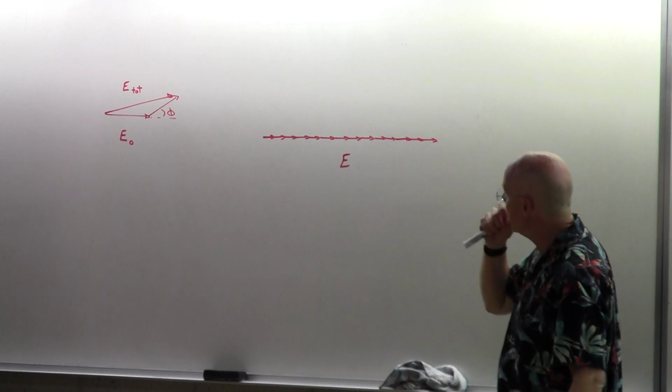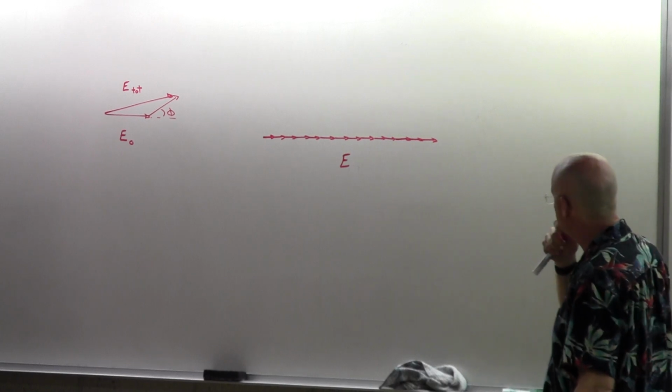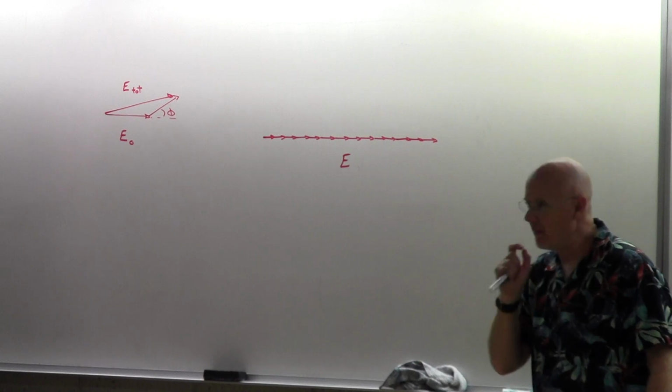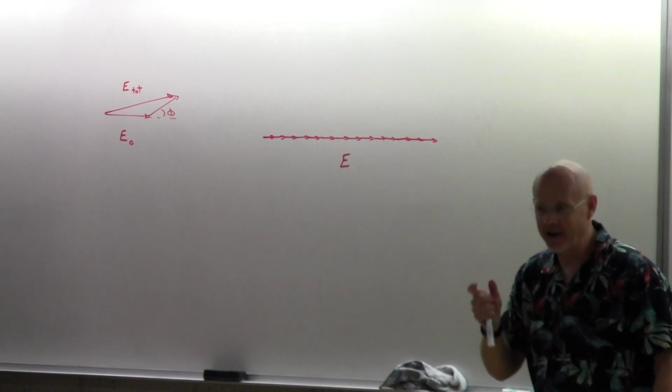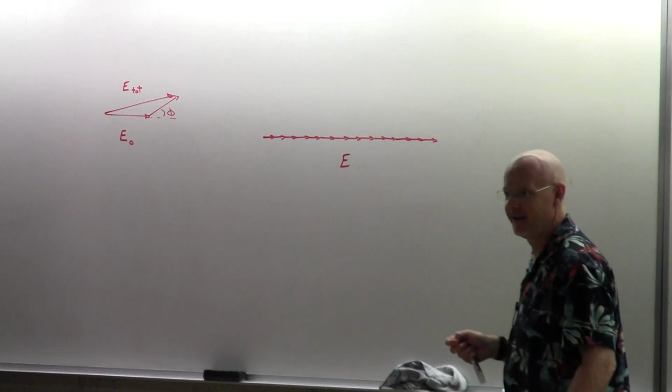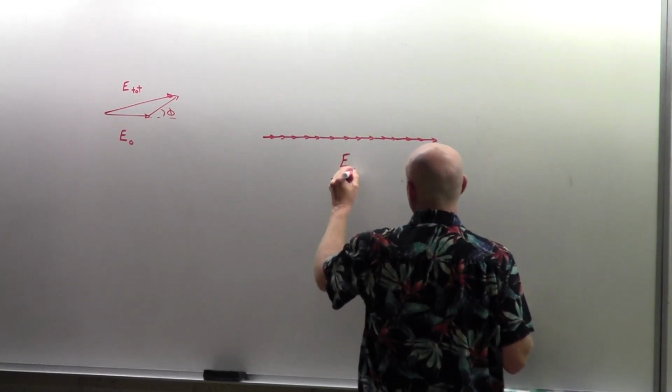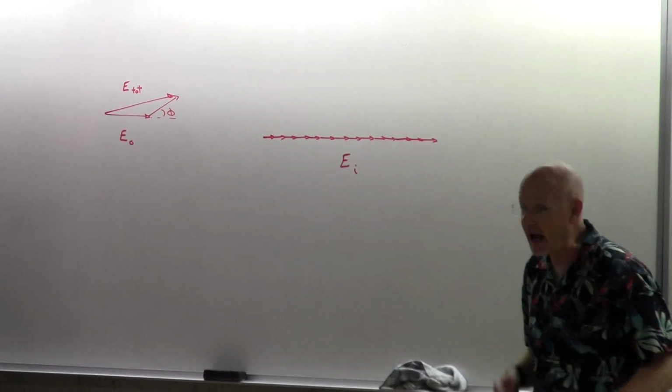I don't want to use the E naught because I have it over there. Any suggestions? E infinite. Down the middle. Center. E initial. All right, I like it, I guess that. Initial. Down the center. Yeah.